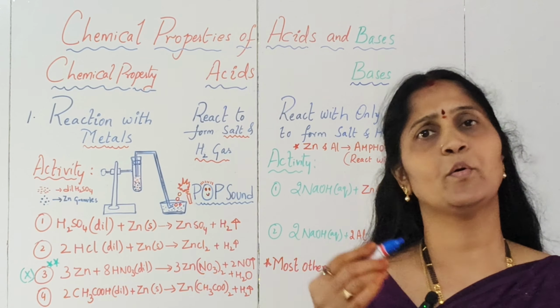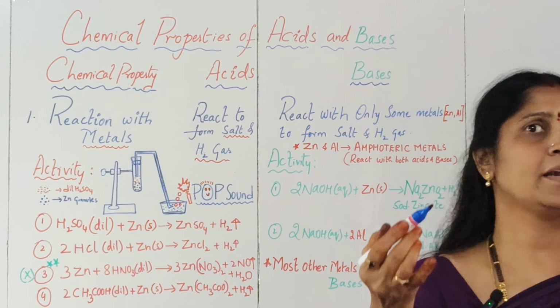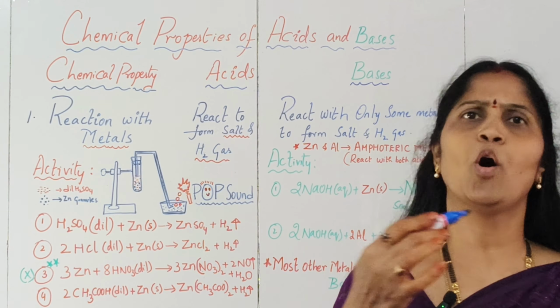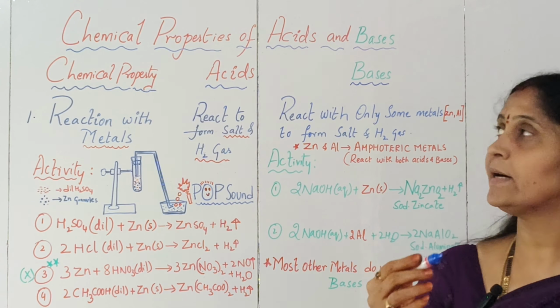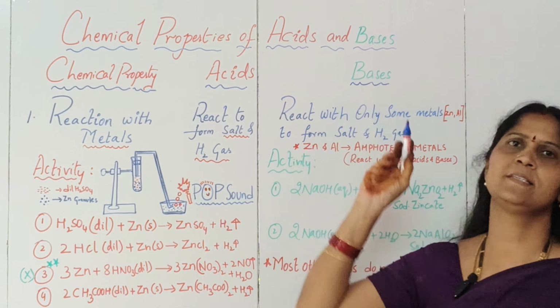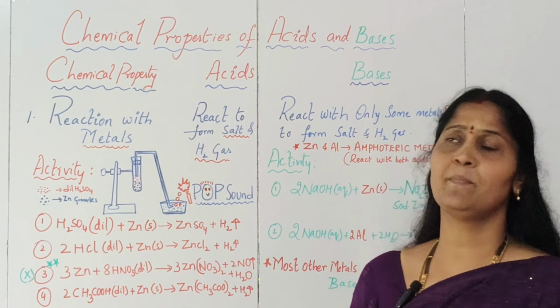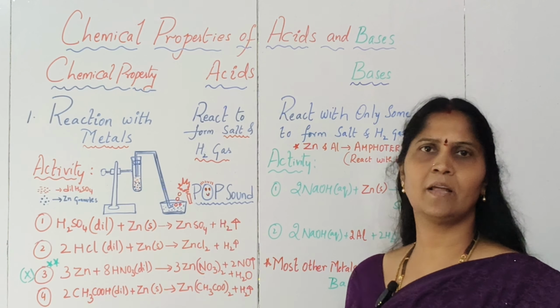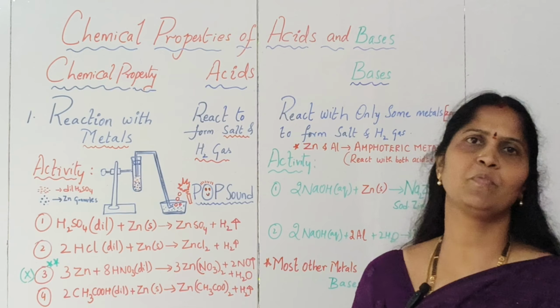So in the last video, we discussed the different types of indicators: natural indicators, chemical indicators, the olfactory indicators, etc. So today, let us move on and learn about the chemical properties of acids and bases. When we talk about the chemical properties of acids and bases, we have different types of reactions, the first one being reaction with metals.